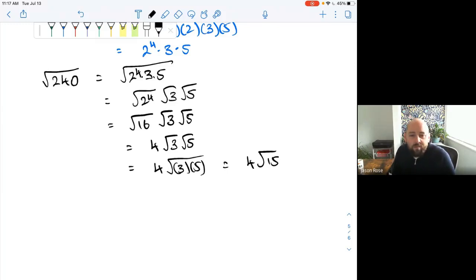Now I've kind of gone a long way about this. You could get to 4 root 15 pretty quickly. I've just shown every step here exhaustively. And maybe if you're good at mental math, you're able to spot that 16 is a factor of 240 immediately. That wasn't something that I noticed, but I guess 16 times 15 is 240. So that's something you might need to do from time to time to get those square factors out.